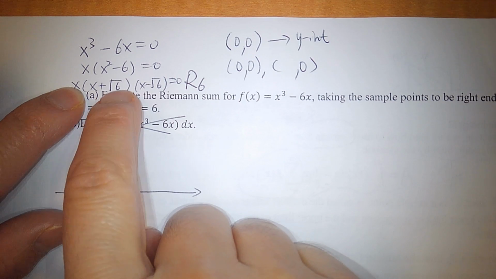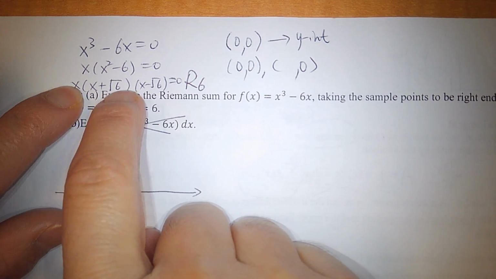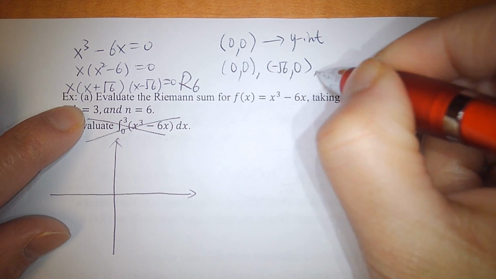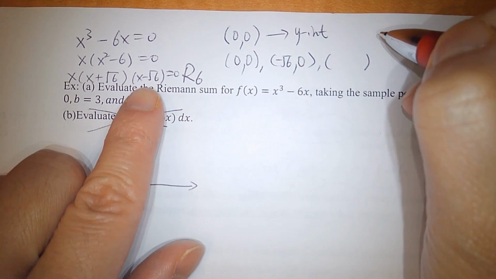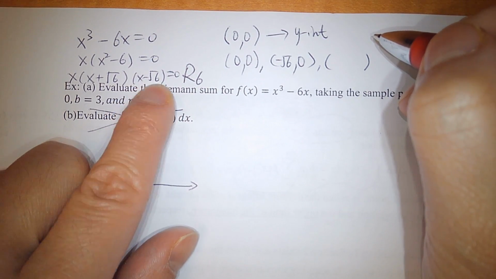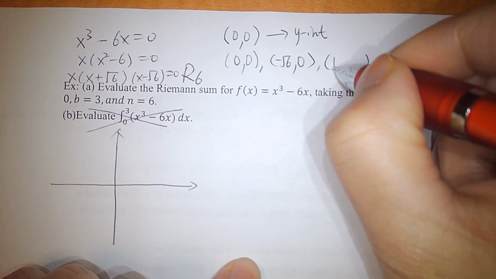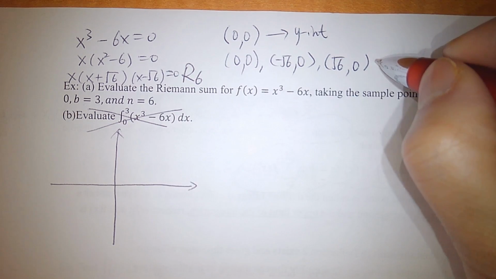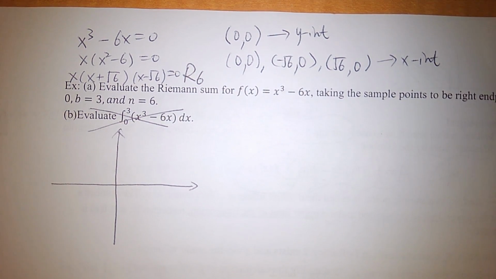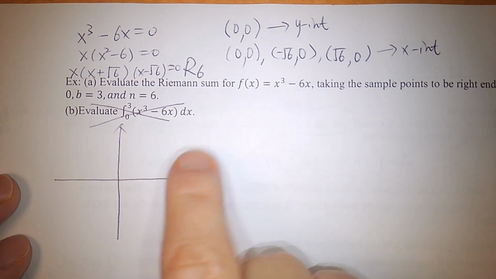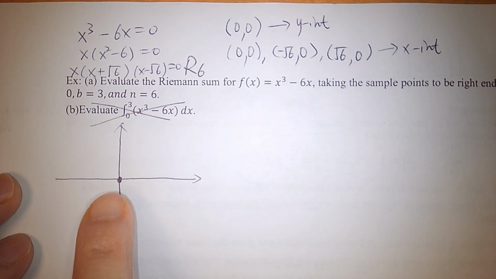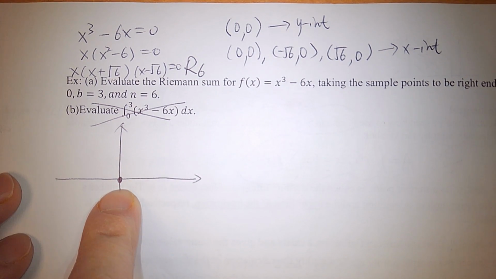What is the other value for x? Negative square root of 6, right? And x minus square root of 6 equals 0 gives us positive square root of 6, right? So these 3 are our what? X-intercepts, right? So let's locate these intercepts. It means our graph must pass through these points, okay?